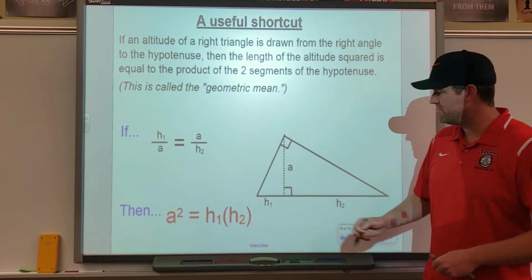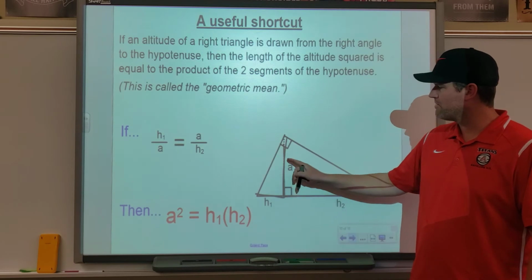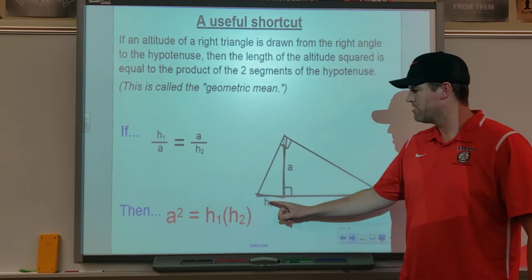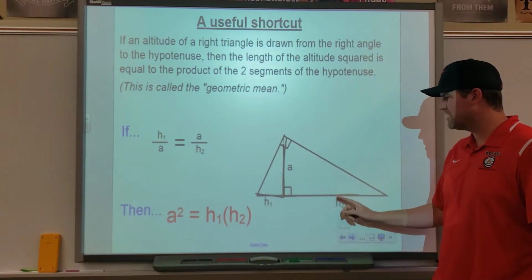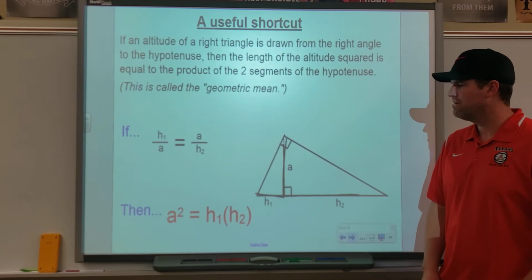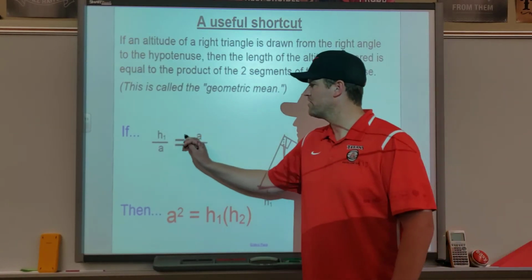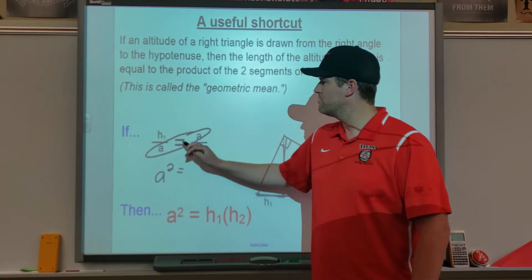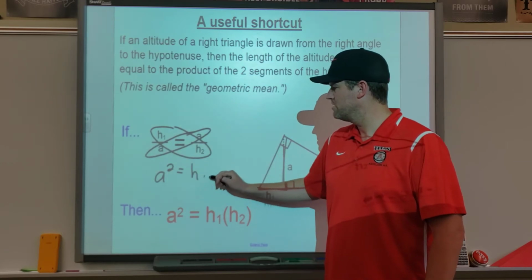Or the way I teach it, boom, boom, boom, boom. Piece over altitude equals altitude over piece. Right? Part of hypotenuse over the altitude equals the altitude over the other part of the hypotenuse. Or altitude squared, right? Because if we cross multiply, we get altitude squared equals part 1 of the hypotenuse times part 2.